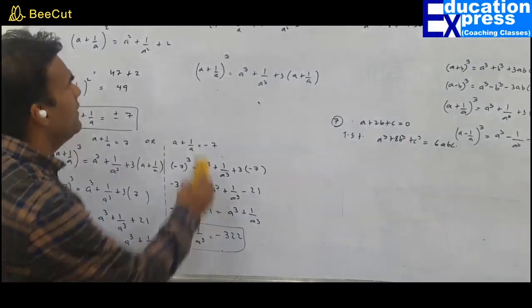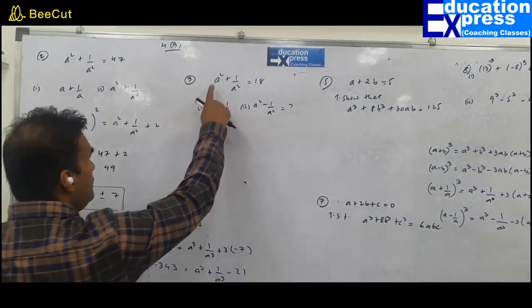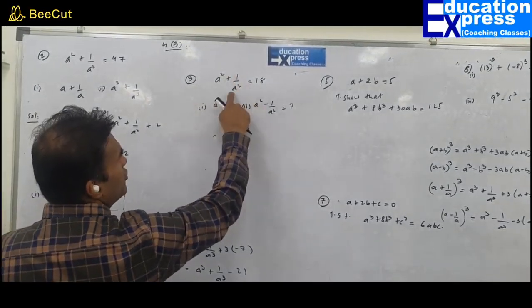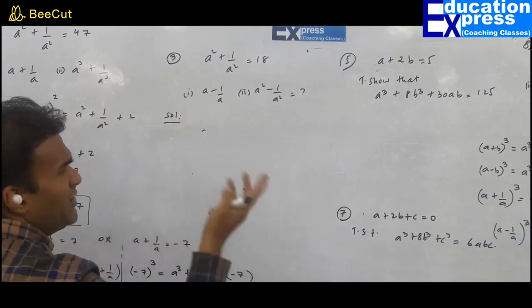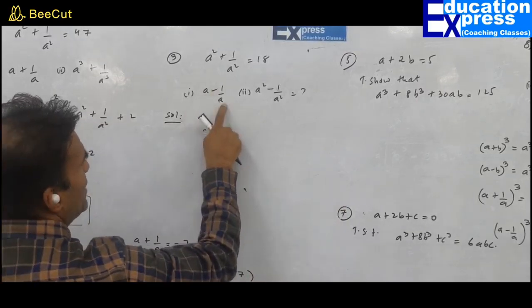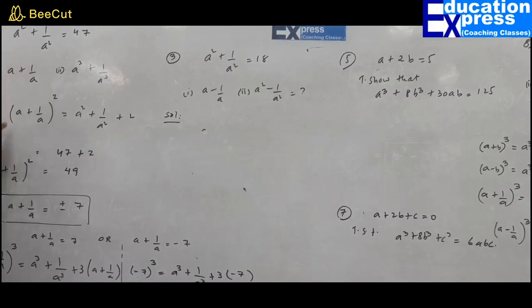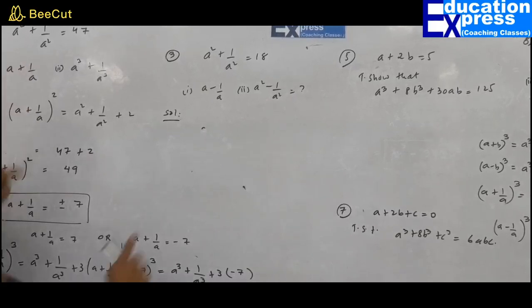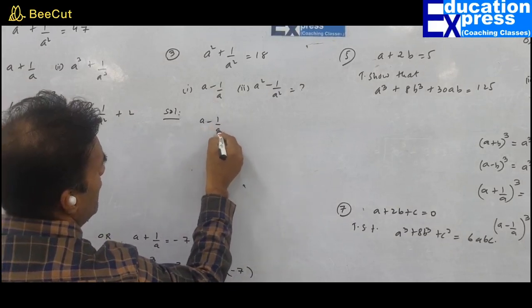Question number 3. In question number 3, again, have a look: a square plus 1 upon a square. So square is involved, and somewhere in my solution, square will get involved. But which square: a plus b the whole square or a minus b the whole square? What we have to find is a minus 1 upon a. See the contrasting view. Earlier we had to find a plus 1 upon a, so I took a plus 1 upon a square. Here I have to find a minus 1 upon a, so what I do is a minus 1 upon a.